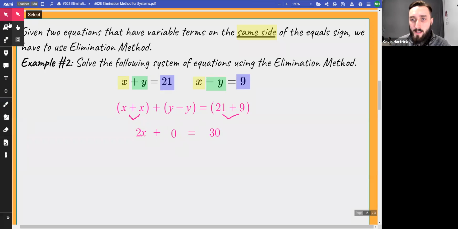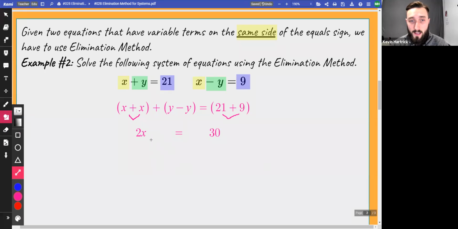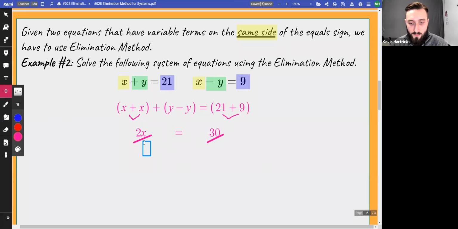And remember, mathematicians are lazy. So if I'm not going to put a plus 0 because I don't need it, right? Plus 0 is not going to do anything. So I actually only have this equation right here, 2x equals 30. This is a super easy equation to solve. All I have to do is divide by 2 on both sides. That's the only thing left in order to get x by itself, dividing by 2.